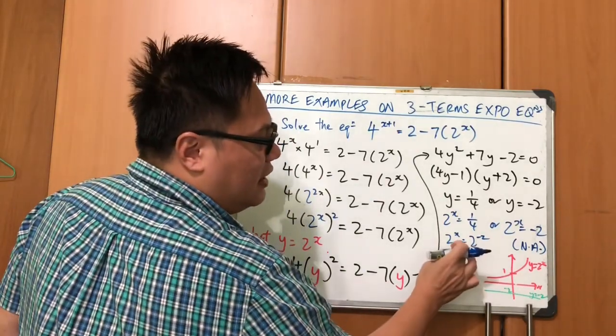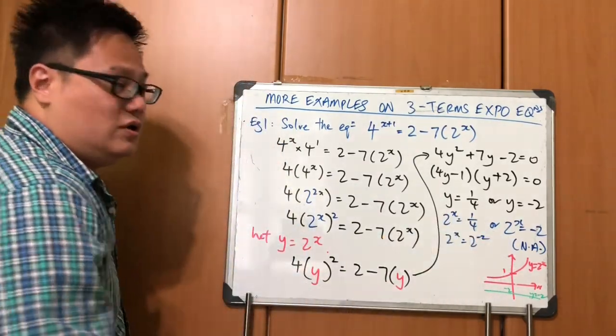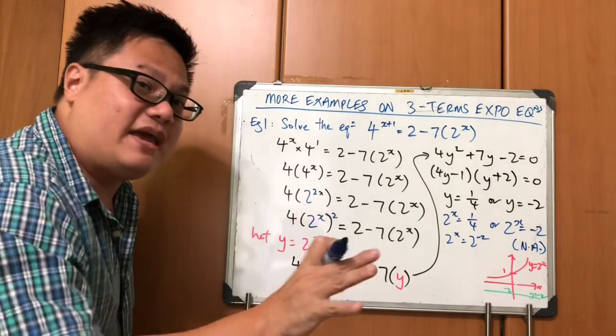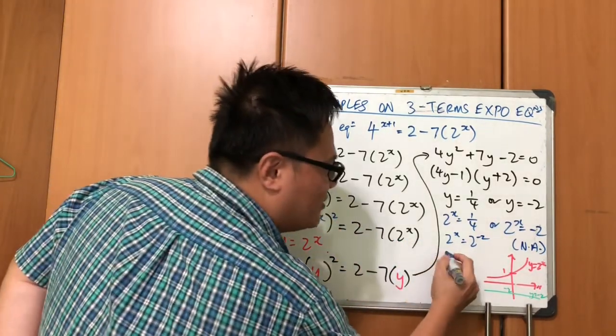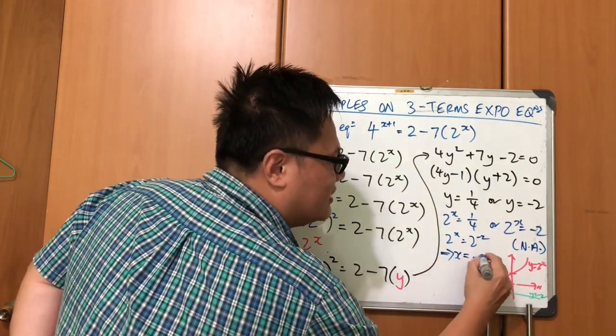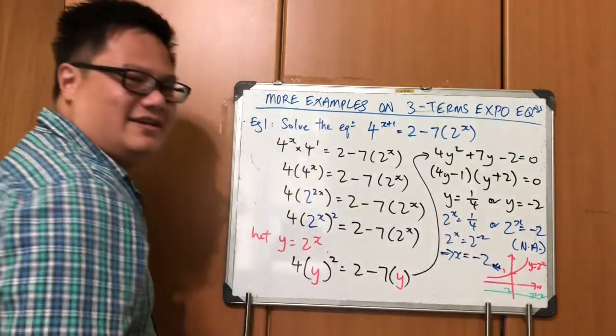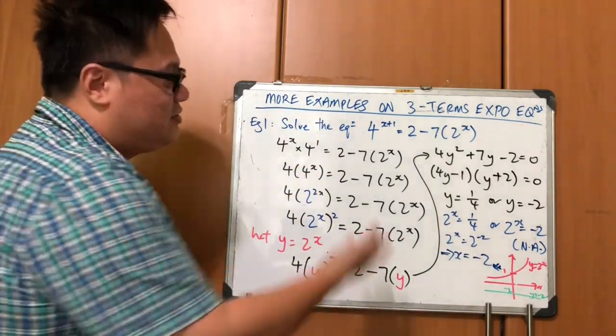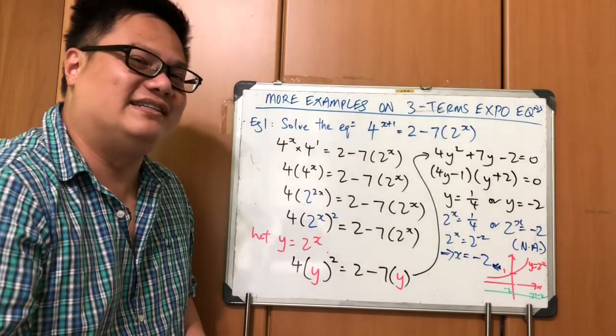For this part, 2 to the power x equals 2 to the power negative 2. When your base is the same, make the base the same and equate the power, right? So x equals negative 2. There you go. So x equals negative 2 is the solution for this exponential equation.